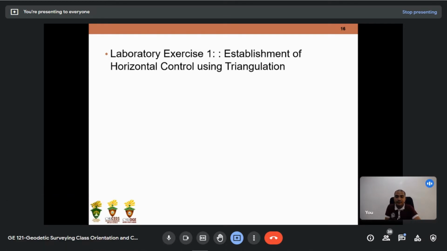For the information of everyone, geodetic surveying is one of the subjects that are for face-to-face delivery. During the crafting or updating of the syllabus, I am proposing that the laboratory exercises in GE 121 will be in face-to-face delivery, so you will come to CSU to conduct the laboratory exercises.